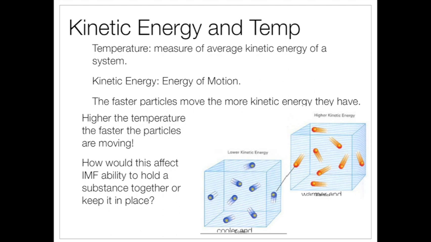Does that mean all the particles are traveling the same speed? Certainly not. Some are traveling faster and some are traveling slower in that system, which we will see shortly. But temperature is the measure of the average kinetic energy of a system. Well, what is kinetic energy? This is kind of a physics concept, but some of you probably already know that kinetic energy is the energy of motion. So in other words, as the particles are moving faster, the temperature increases.